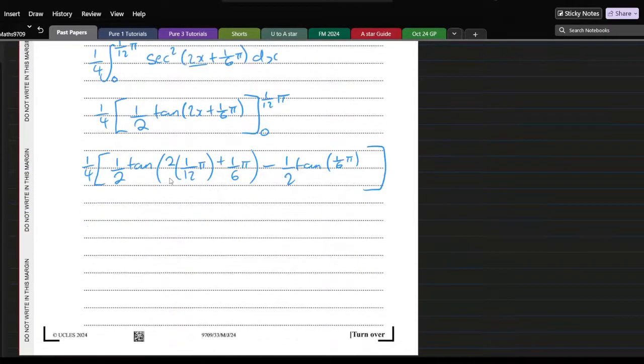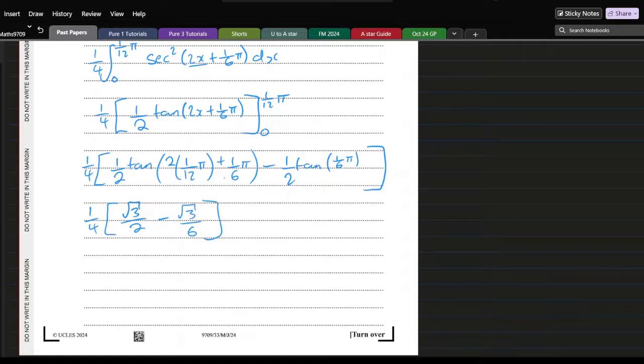So let's simplify. We've got a quarter here, and let's punch 1 over 2 tan, that's 2 times 1 over 12 pi, so 1 over 6 pi plus 1 over 6 pi into the calculator, and we get root 3 over 2, minus, we'll do the same for our lower limit, so that's half tan of 1 over 6 pi. Alright, that's root 3 over 6.